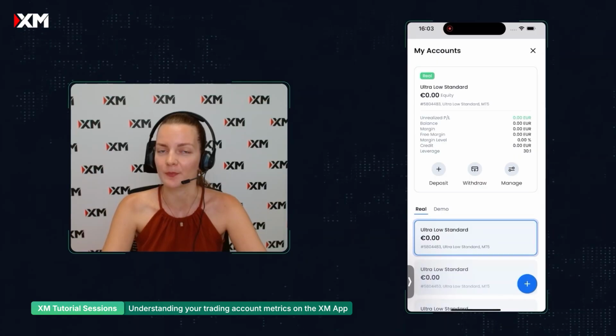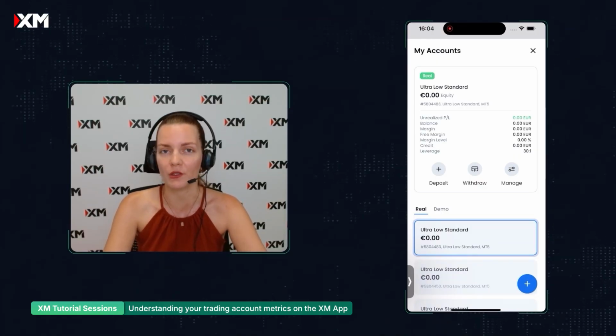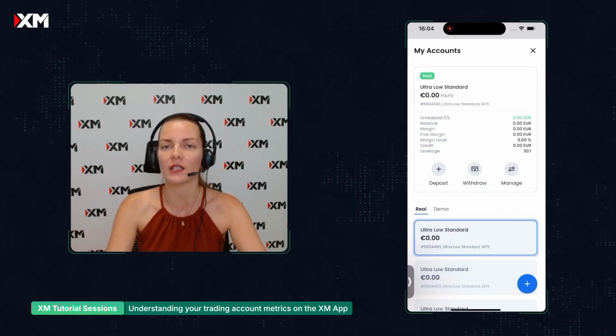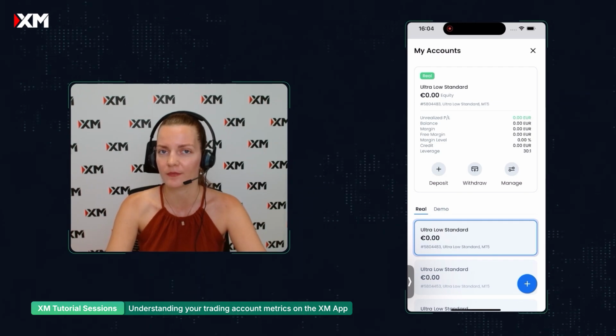Unrealized PL. This shows the profit or loss from your open trades. It changes in real time as prices move and only becomes final when you close the trade.